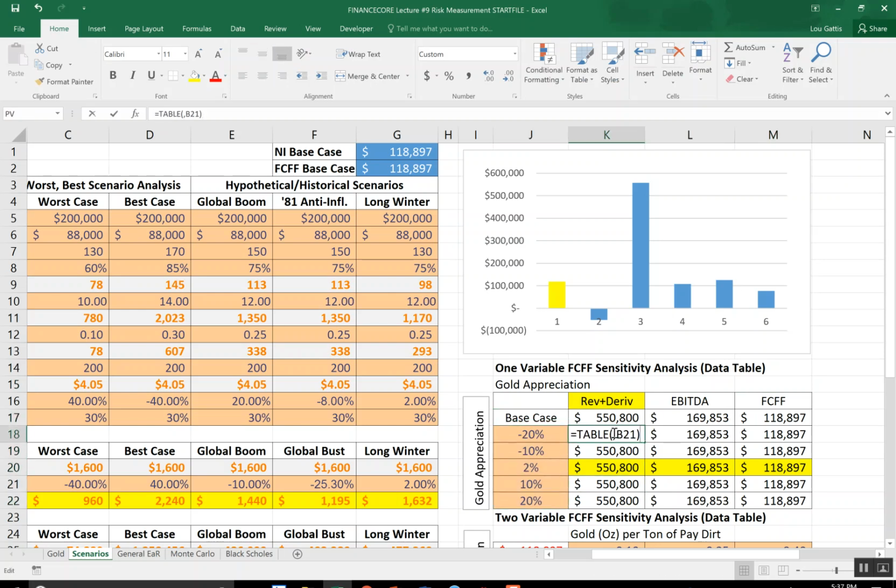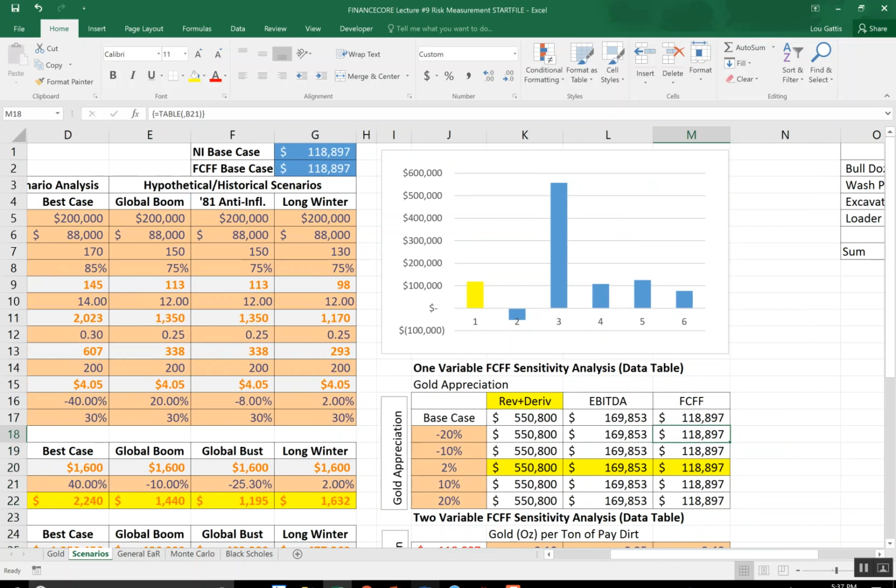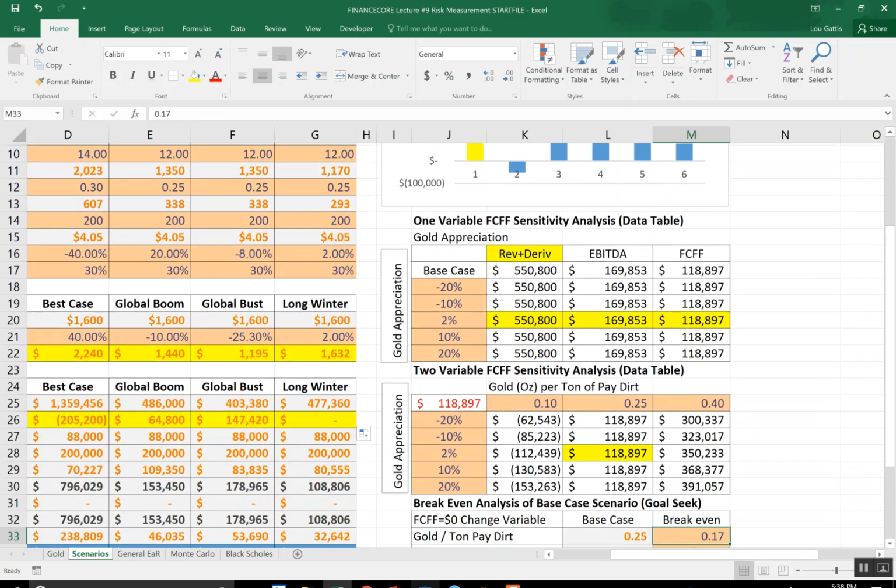And notice if I keep the quantity the same, all right, no quantity risk, there's no change in quantity. I will always get $550,800 for my gold, selling it into the spot market and then getting a payoff from the forward contract. And EBITDA is always the same, and free cash flows are always the same. And then I do it here.